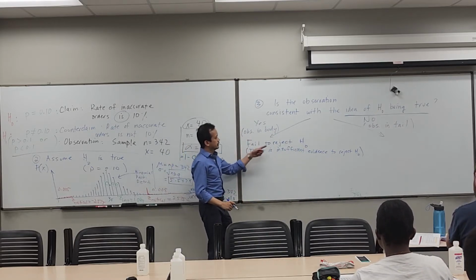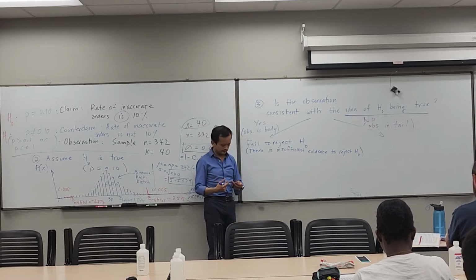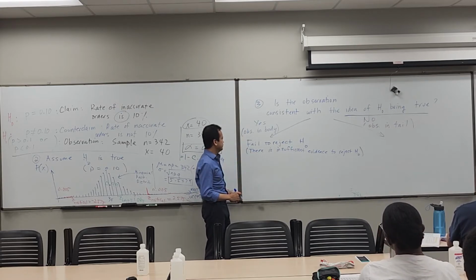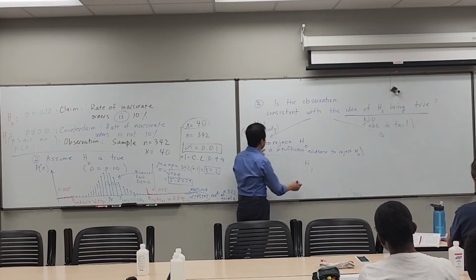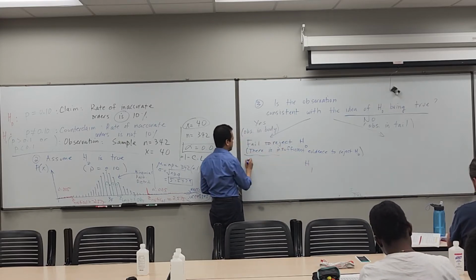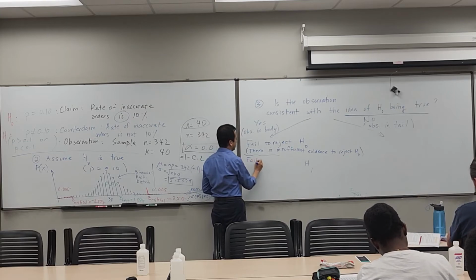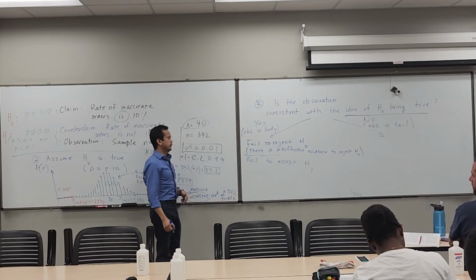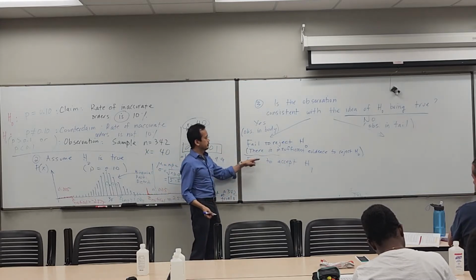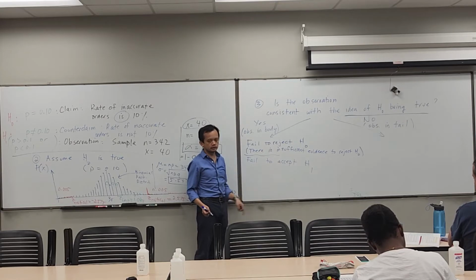So if we fail to reject H0, what can we say about H1? We also accept H1. Yeah, good. So if we fail to reject H0, then we fail to accept H1. And another way of saying fail to accept H1 is there is insufficient evidence to accept H1.